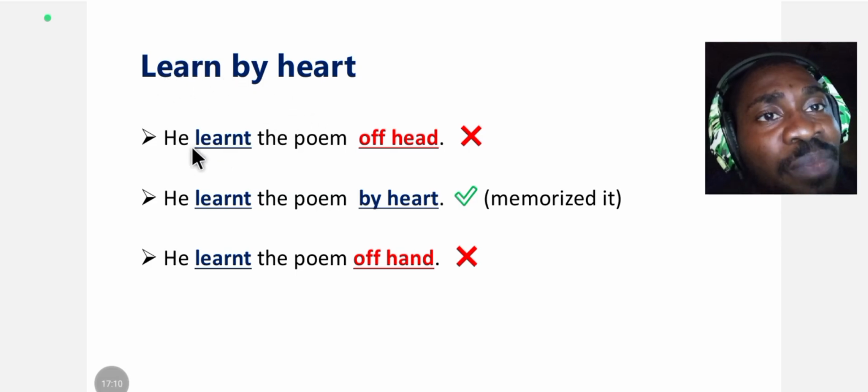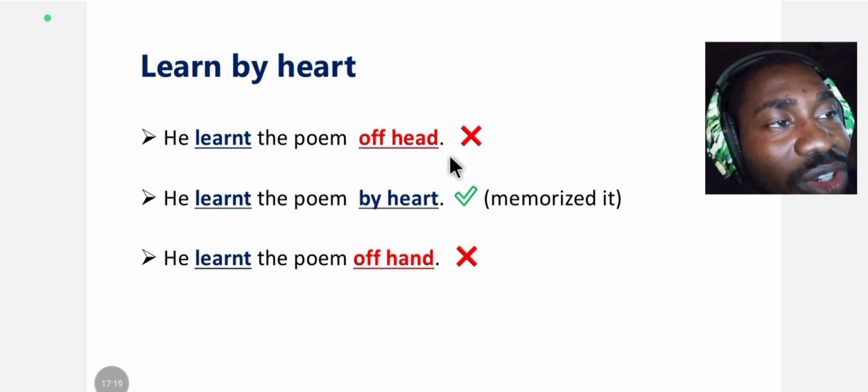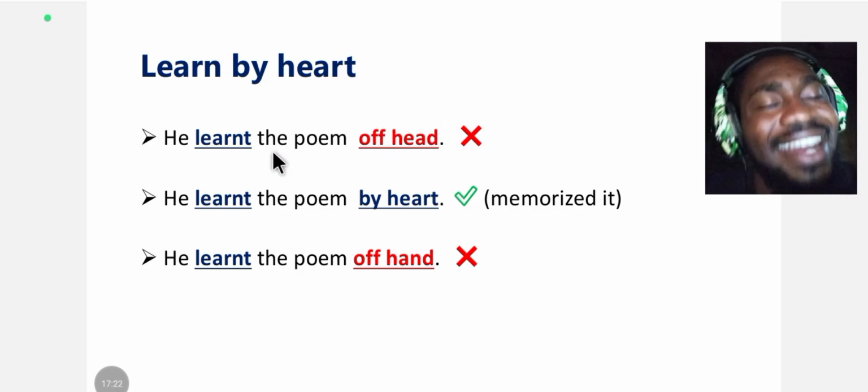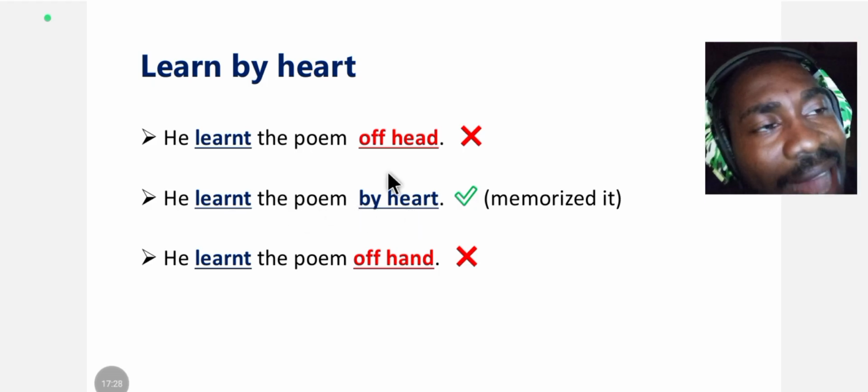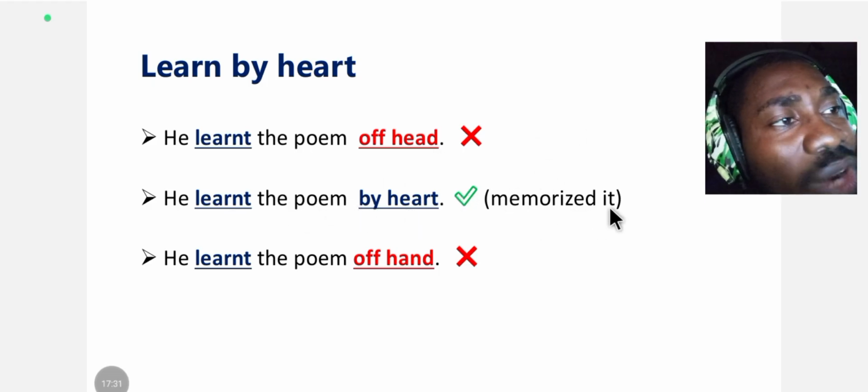Learn by heart, okay? He learns the poem off head. That's wrong. You don't learn something off head. I learned it off head. No, I can recite it off head. Wrong. He learned the poem by heart. I learned it by heart. That's correct. That means he memorized it.